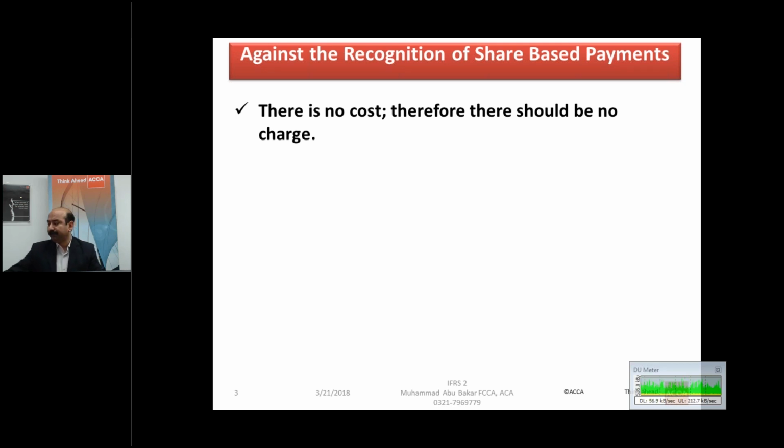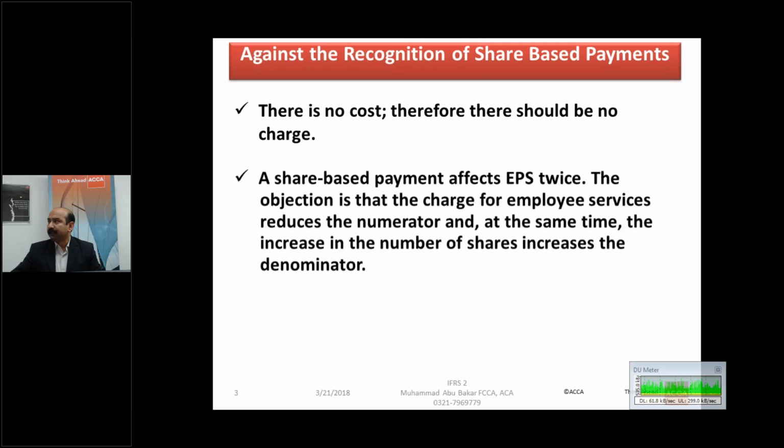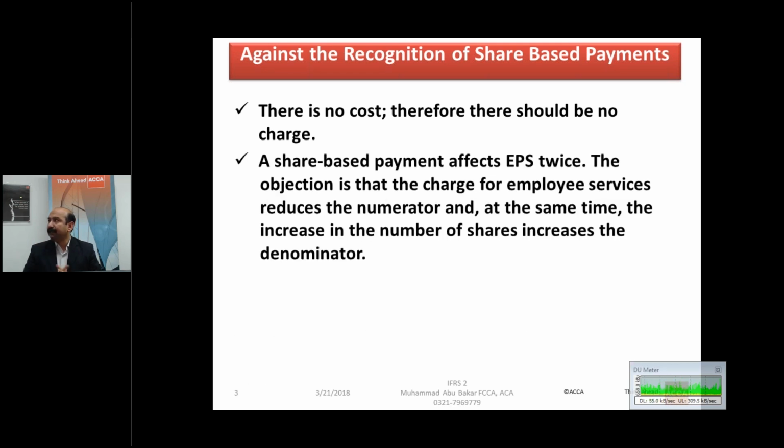Number two is, a share-based payment affects EPS twice. We know that.